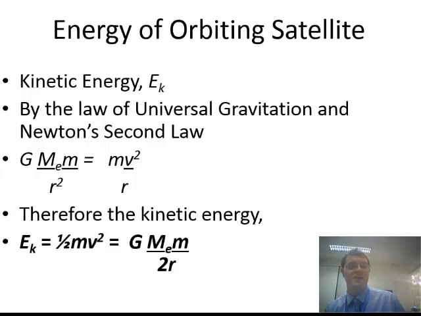Therefore, kinetic energy is half mv squared, and we can rearrange this to show that half mv squared is equal to the gravitational constant multiplied by the mass of the Earth multiplied by the mass of the satellite divided by 2r. Okay, so all we've done is rearrange from the earlier statement.